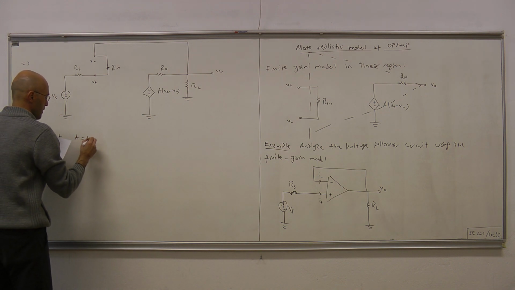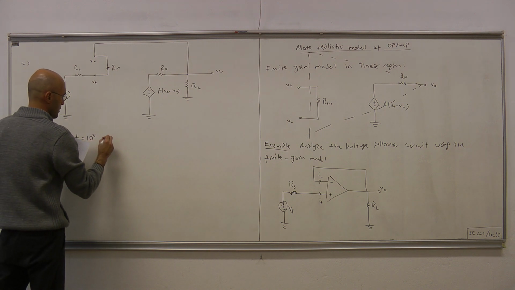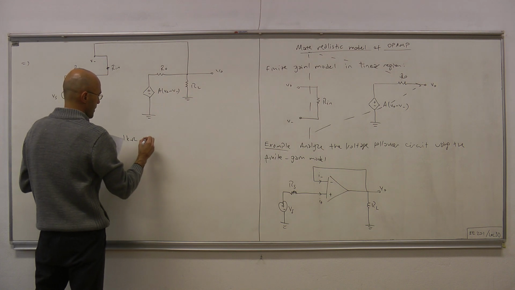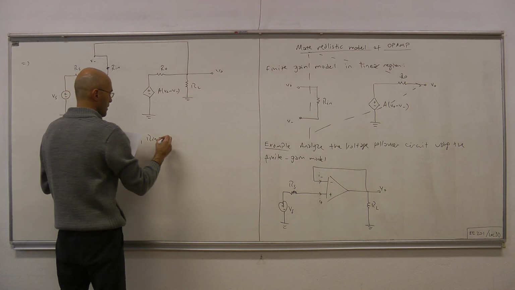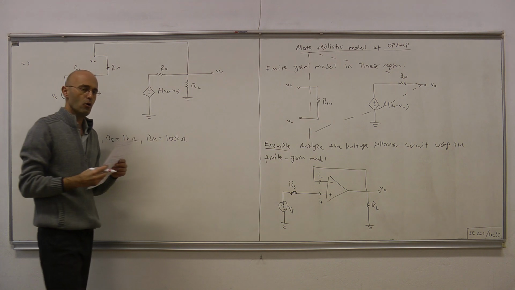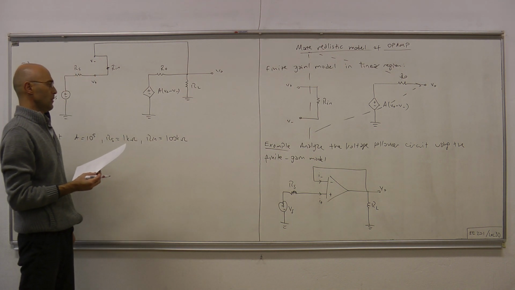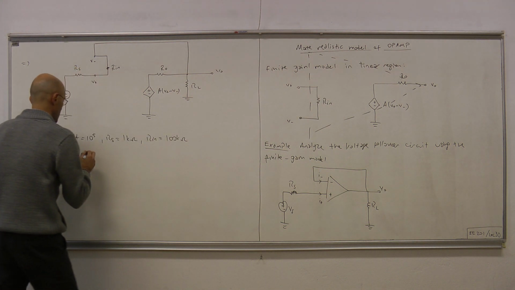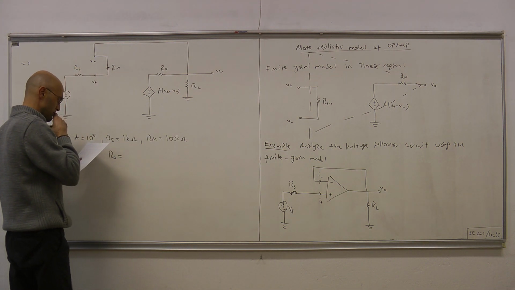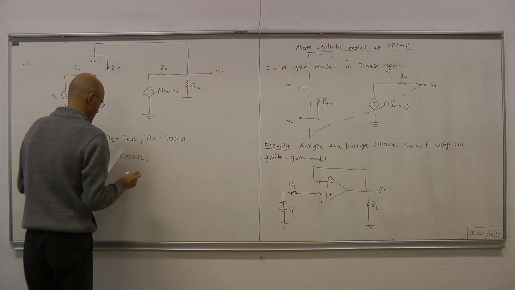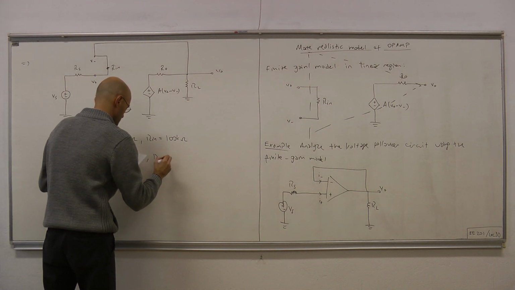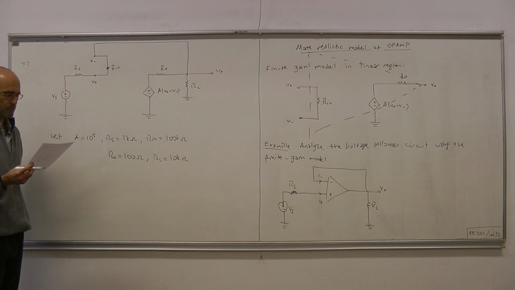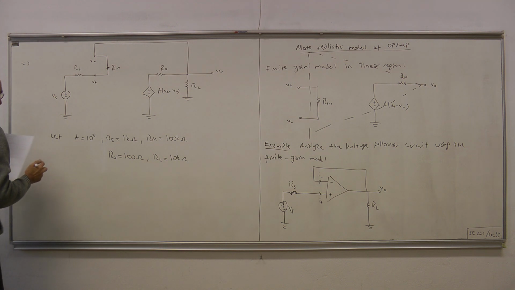A is 100,000, Rs is 1 kilo ohm, Rin is 100 kilo ohms, which we take as infinity with our ideal model. Ro, the output resistance, is 100 ohms, and RL is 10 kilo ohms. Okay.